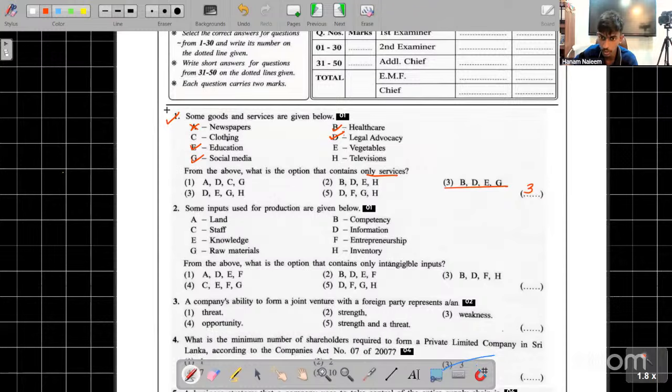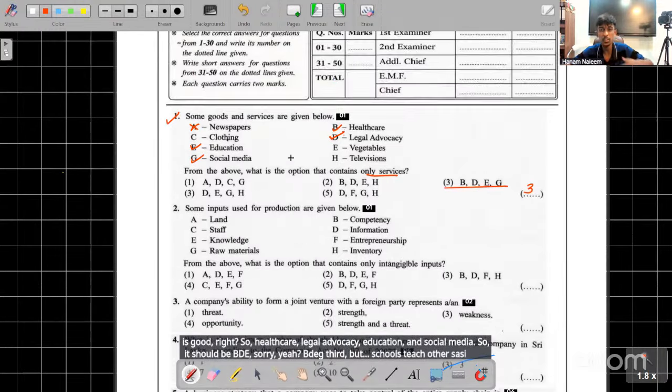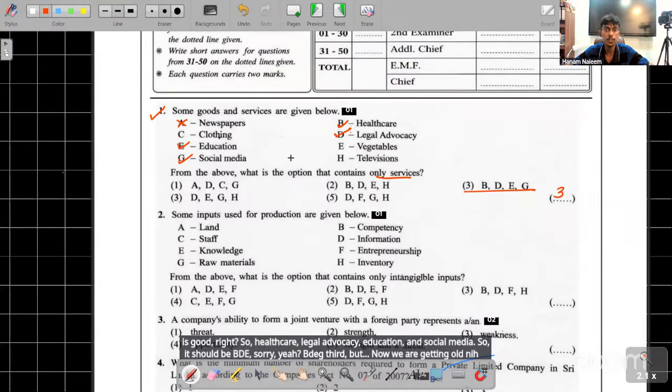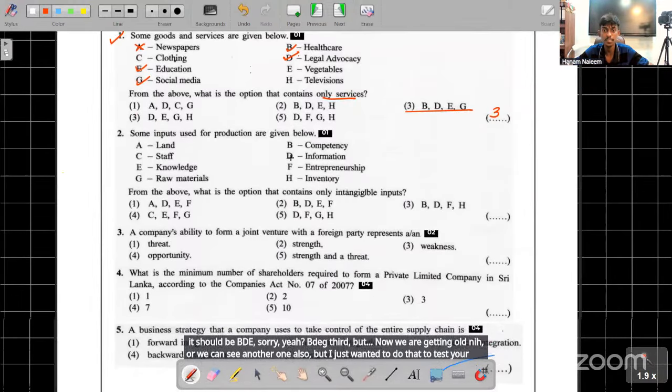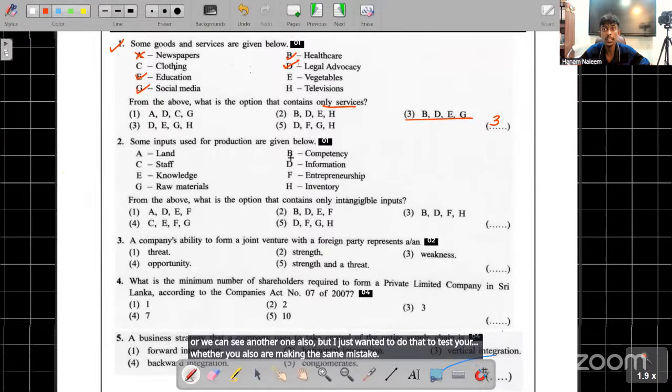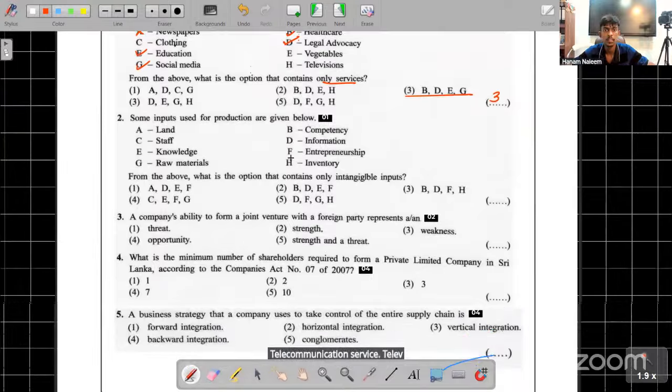As a school teacher, I also say, now we are getting old. Or we can say another one also. But I just wanted to do that to test you all, whether you are also making the same mistake. Television is a telecommunication service, but television itself is a good.